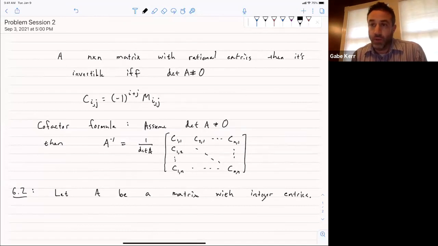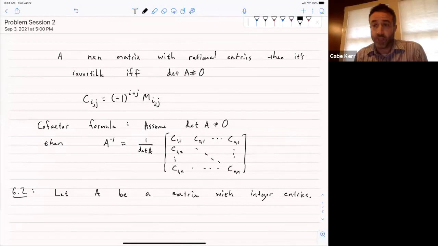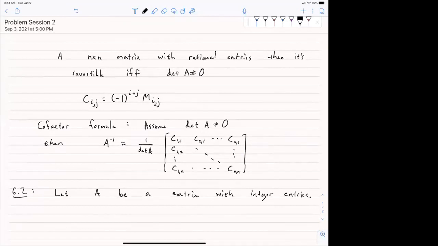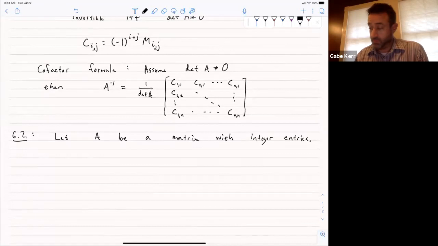Now we have an if and only if question. We want to say that it has an integer matrix inverse, not just an inverse, but a matrix with integer entries, if and only if the determinant is plus or minus 1. So let's do one direction.